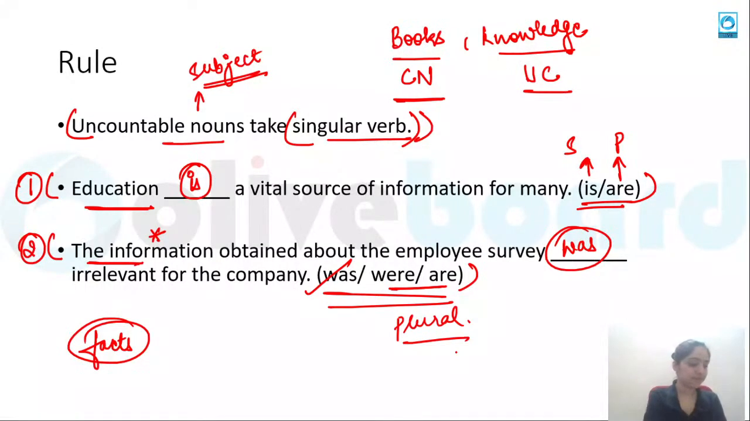Absolutely correct. If you have any doubts in this particular rule or question, you can ask your doubts, guys. If not, we will move on to the next part of the session.